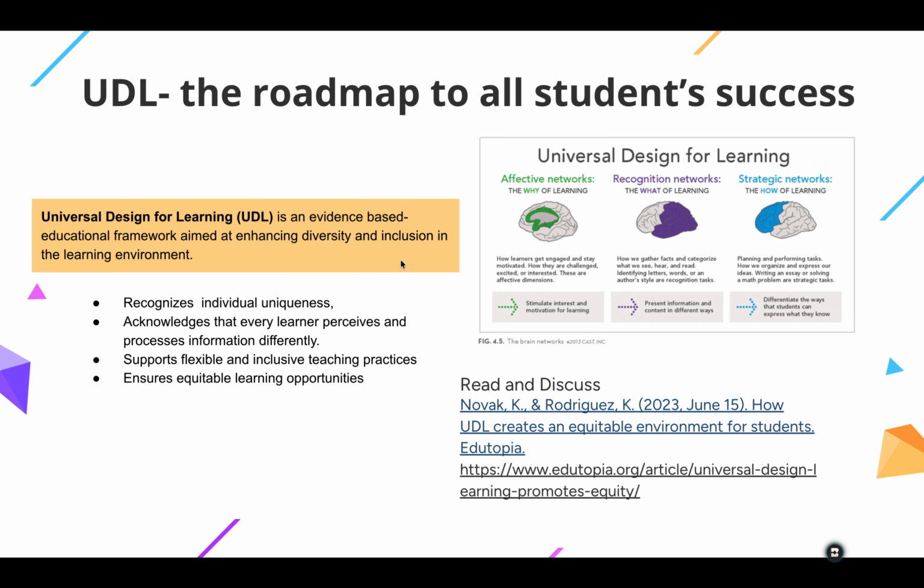And we also are going to be learning a lot about UDL in this module, so Universal Design for Learning. There are several readings about it and some videos as well. So this UDL allows us to recognize students' individual uniqueness, acknowledges every learner, supports flexible teaching options, and it also supports equity. So it directly connects to what we learned in the last module about creating equity and justice for our students.